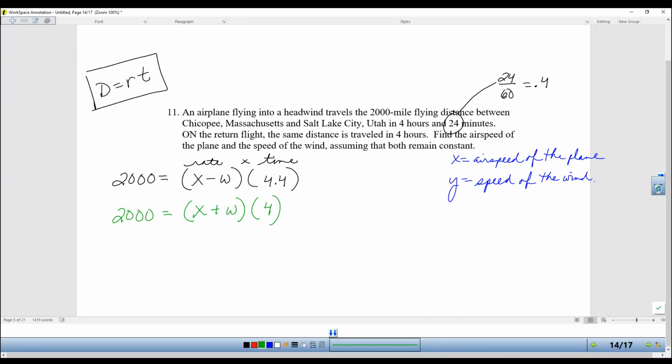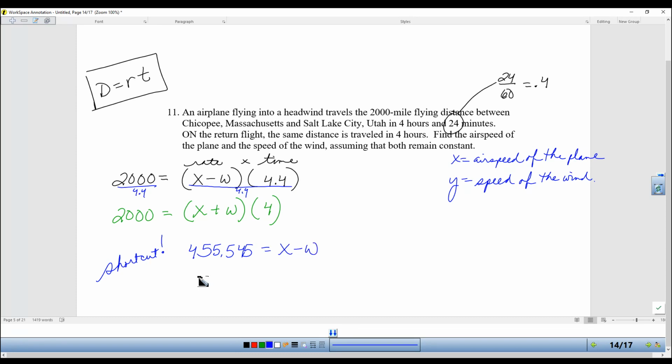So the natural inclination is to distribute this 4.4, which is a really good thought. But I'm actually going to show you just a little bit of a shortcut. And that is I would divide both sides by 4.4 first. And then you'll have a really easy equation. So 2,000 divided by 4.4 is 454.545 is equal to x minus w.